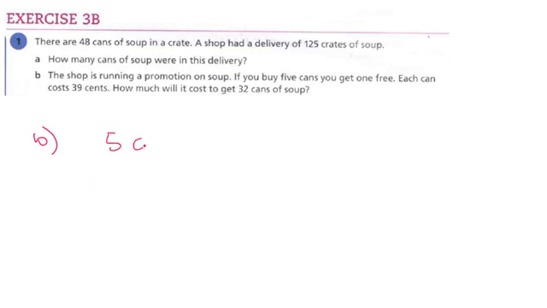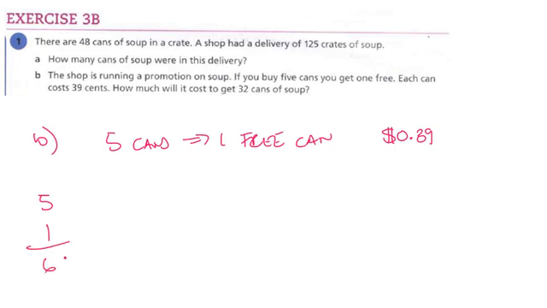Okay, so when you buy 5 cans, you get 1 free can of soup. Each can costs 39 cents. Let's say dollars or cents, it doesn't make a difference. How much will it cost to get 32 cans of soup? For every 5, we get 1 free. So we will have 5, then the 6th one is free. So this will give us 6 cans.